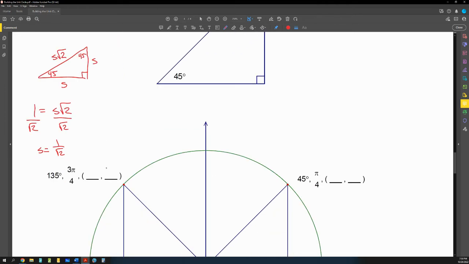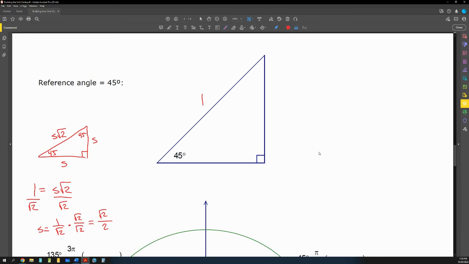So to rationalize this denominator, I'm going to multiply by a clever form of 1. I'm going to multiply by root 2 over root 2. This isn't going to change the value, but it's going to change how it looks, right? In the numerator, we have 1 times root 2, we get root 2. In the denominator, root 2 times root 2 is simply 2. So our side length s is going to measure root 2 over 2. Again, on the unit circle, if our hypotenuse is 1, then our side lengths are root 2 over 2.